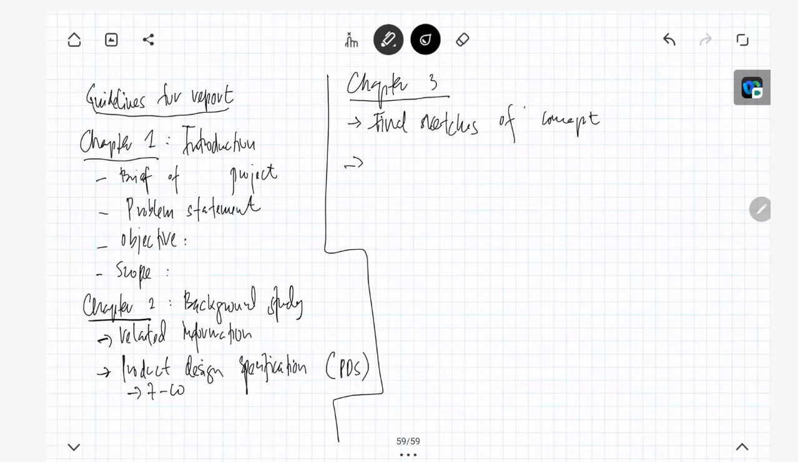After you have your final, then you start your calculation, right? So then you should have your schematic diagram.